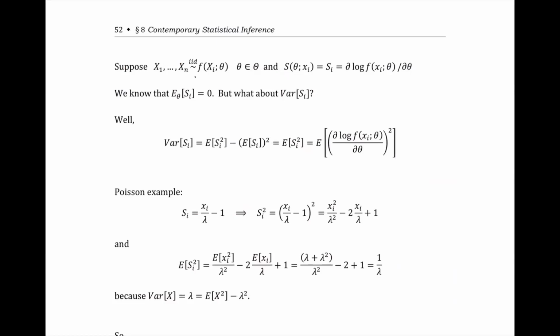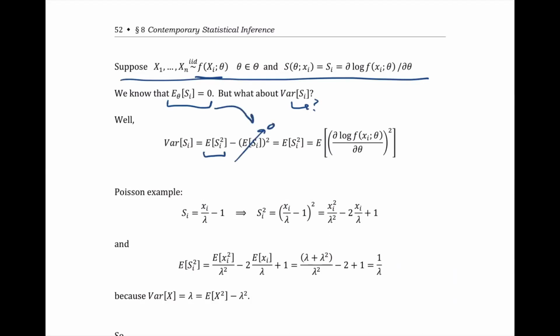Let's suppose the data are from F, and I'm leaving all this the same, and we know that the score function is unbiased, but what do we know about the variance of S_i? Well, the variance of S_i I can write as the expected value of the score function squared minus the expected score function, whole thing squared. But this thing is going to be 0. So you get left with just this. And this guy turns out to be an important quantity, which I'll define on the next page.